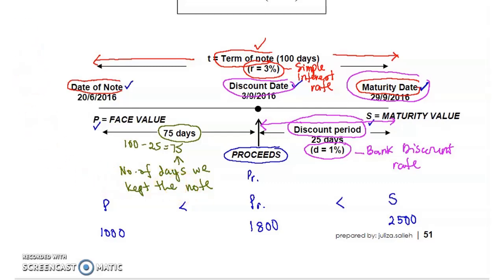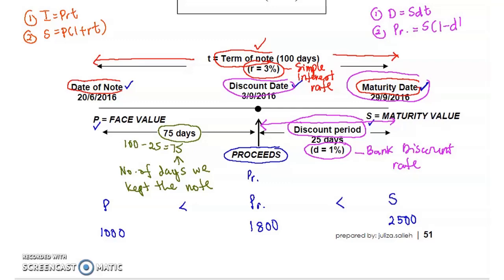Remember, when you use formulas, we have I equal to PRT, and second, S equal to P(1 plus RT). These are under promissory note. Under bank discount, we have the bank discount formulas: first, D equal to SDT, and then the proceeds formula, proceeds equal to S(1 minus DT). Look at the T, the term. The term here refers to the time period, the number of days.